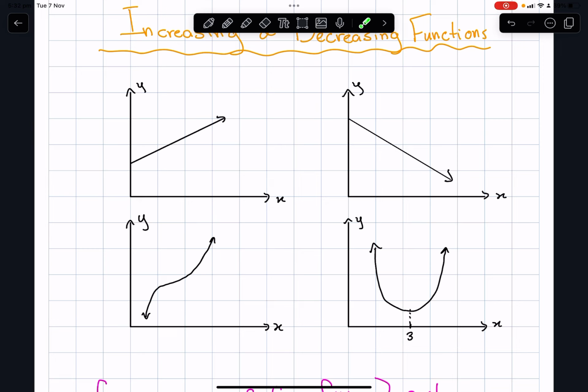Now this one here I would say is decreasing to x equals 3 and then increasing to the right of x equals 3. Okay, so there can be functions with different intervals of increasing and decreasing. That's going to be the first focus of this video.